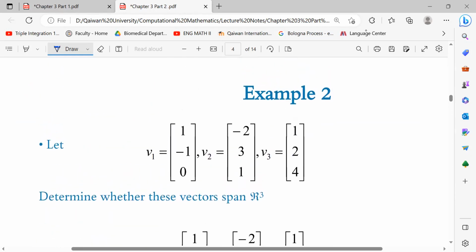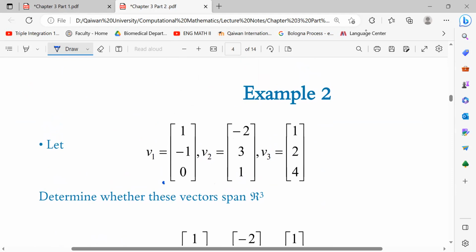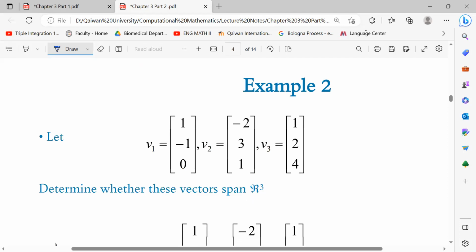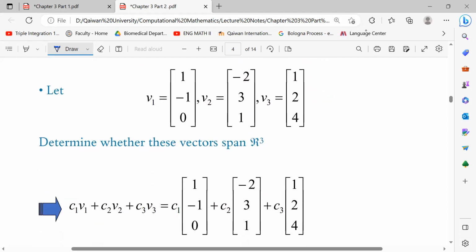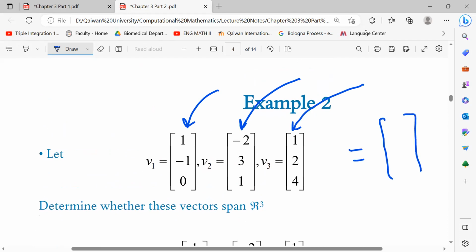Look at this example. It says, determine whether these 3 vectors span R3 or not. We have been given these 3 vectors. What we do is say c1 v1 + c2 v2 + c3 v3 is equal to, what are the elements in R3?